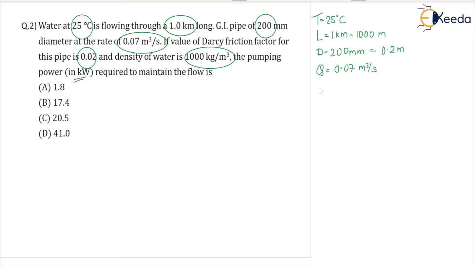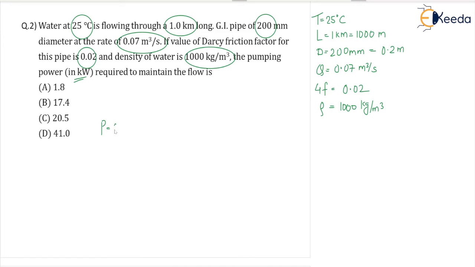If the value of Darcy friction factor for the pipe is 0.02, so 4 into coefficient of friction F. So this problem is also related to coefficient of friction. F is 0.02. Density of water rho is given, 1000 kg per meter cube. Question is to find the pumping power in kilowatt required to maintain the flow. So I will start the solution from here.